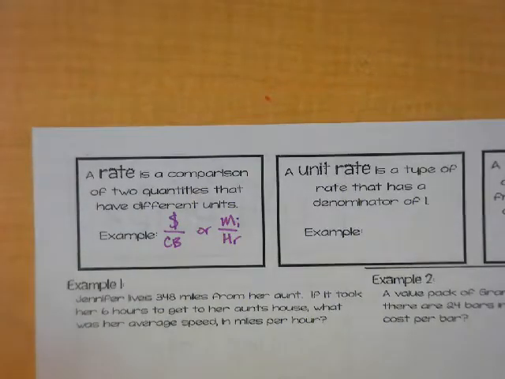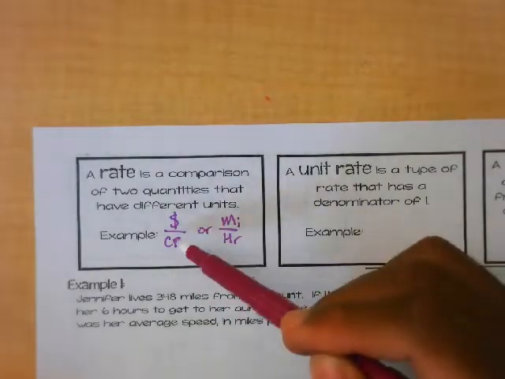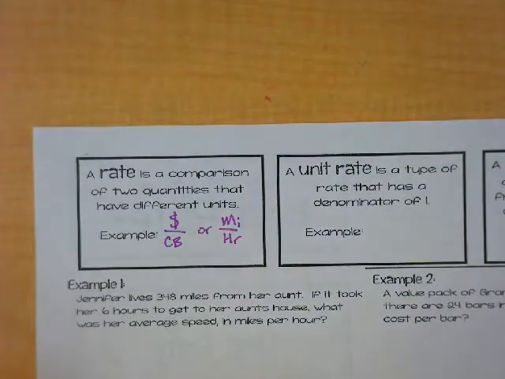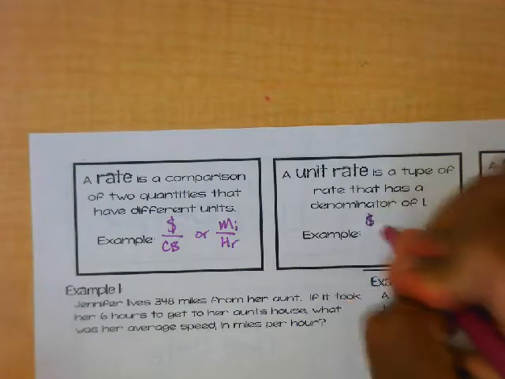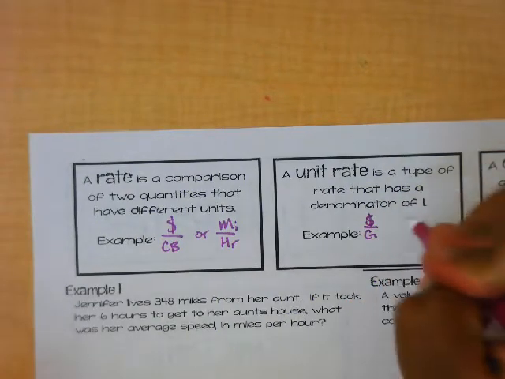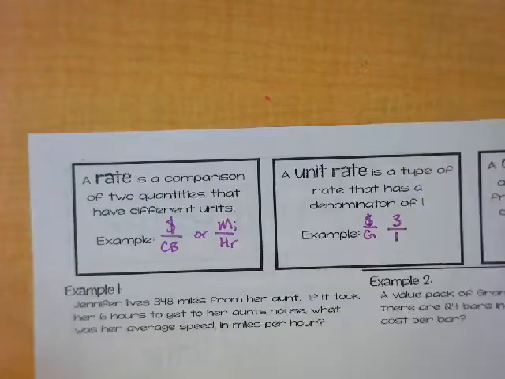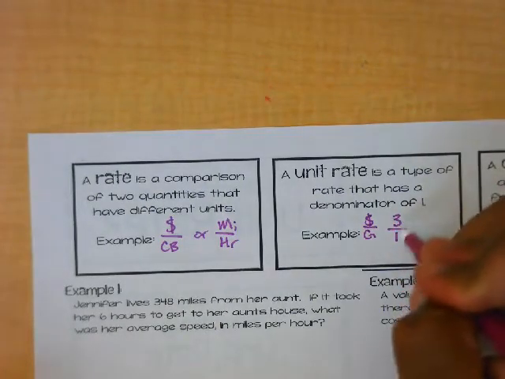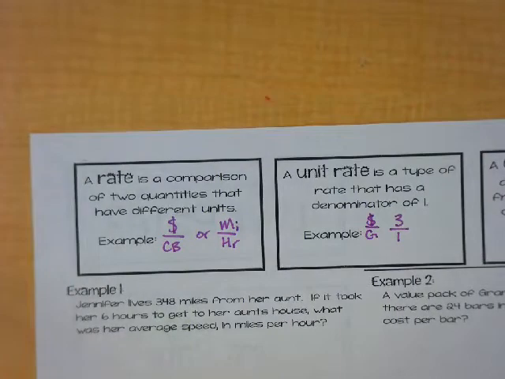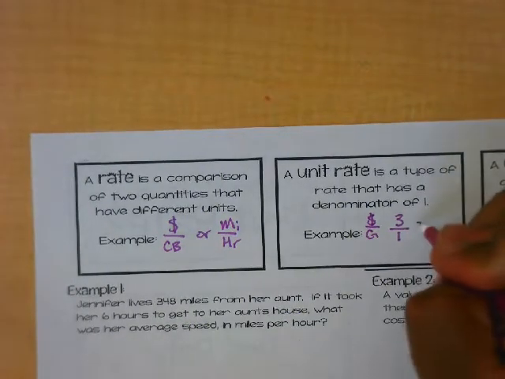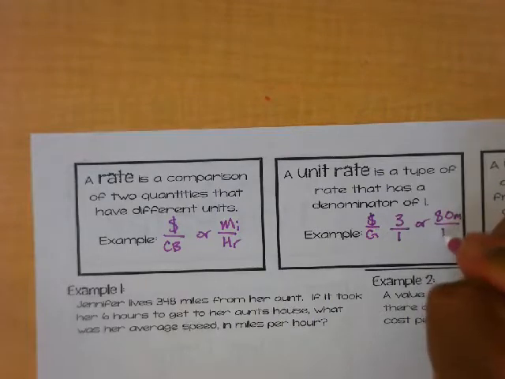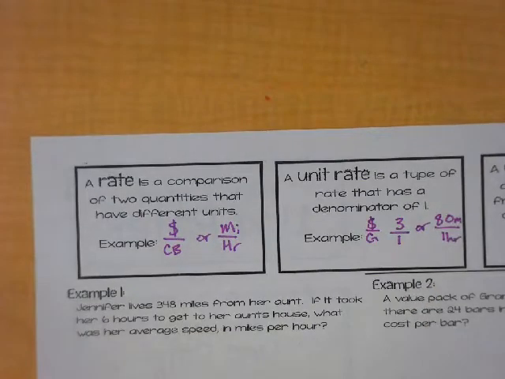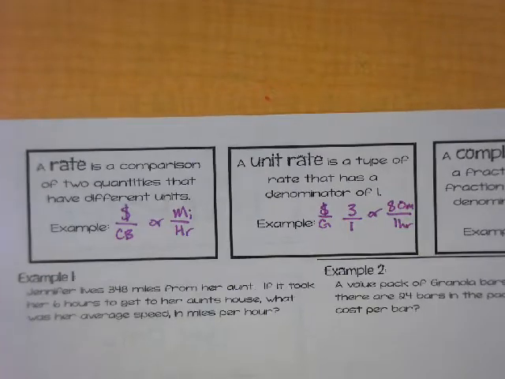So a unit rate is a rate that has a denominator of one, right? So let's say gas, we're comparing dollars per gallon of gas. Let's say gas was $3 for 1 gallon of gas. So the unit rate for that would be 3/1, or $3 for 1 gallon. Another unit rate, I could say I'm driving 80 miles per 1 hour, 80 miles an hour. So those are unit rates. If it has a denominator of one, that's your unit rate.